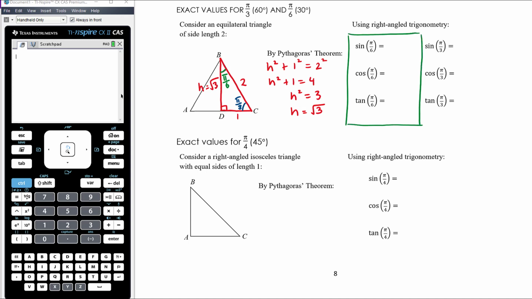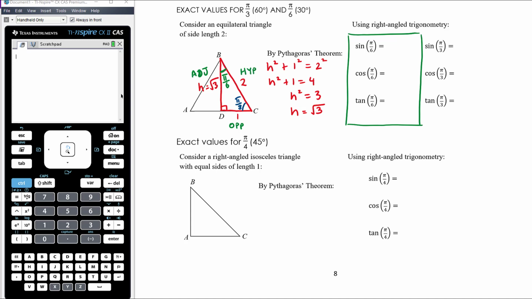We're simply going to use our right-angled trig, SOHCAHTOA. If we're interested in pi on 6, which we are for now while I fill in the three values I've just encircled in green, that makes this length the opposite length, and it makes this length the adjacent, and it makes this length the hypotenuse.